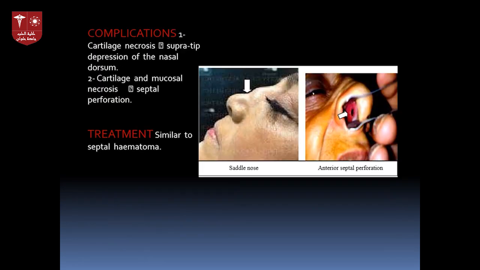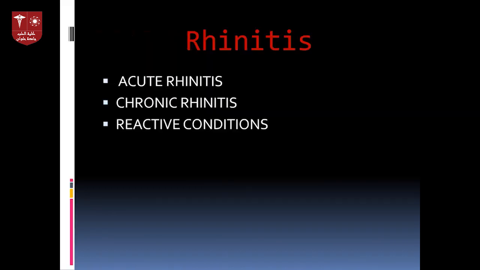This condition can be complicated, like a septal hematoma, by cartilage necrosis causing supratip depression. And if the cartilage and the mucosa become necrotic, a septal perforation occurs. It should be treated as a septal hematoma, by antibiotics and drainage. Next visit, we will start talking about rhinitis, acute, chronic and reactive conditions, which are the inflammations inside the nasal cavity.